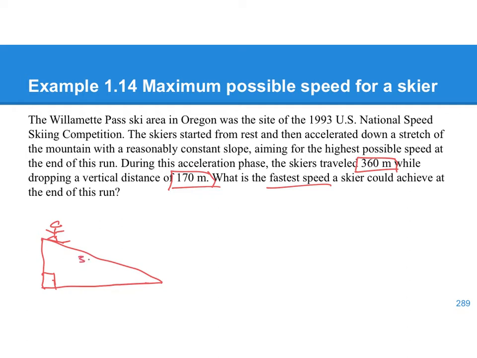And they traveled 360 meters while dropping 170 meters. So if I have the incline of that angle, I can determine the acceleration. And indeed, I have the opposite and I have the hypotenuse. So I can go ahead and find the angle by using sine. So sine of theta equals the opposite, which is 170 meters, divided by the hypotenuse, which is 360 meters. And I can go ahead and take the inverse of both sides. So theta is the sine inverse of 170 meters over 360 meters.